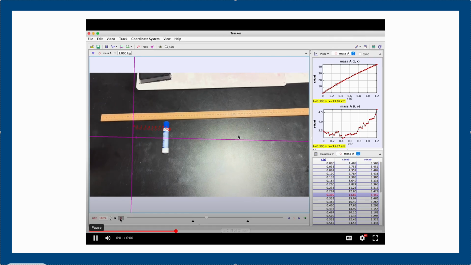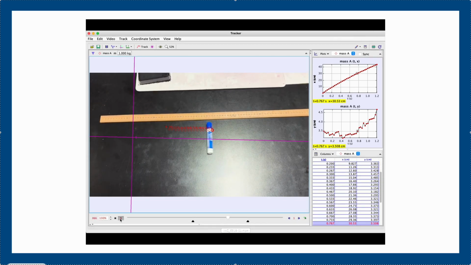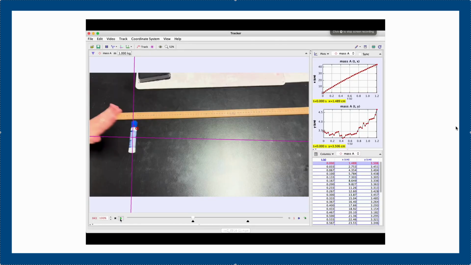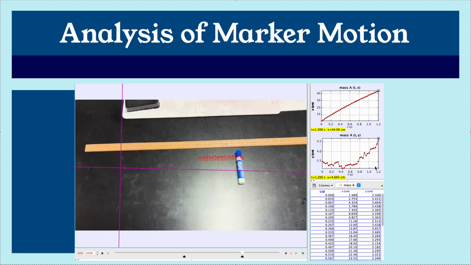Here is a video of our marker and tracker data. If you examine the position versus time graph here, you will see that there is a positive slope. This indicates that the marker rolled from left to right. You will also notice that it's linear, meaning that it is moving at a constant velocity.